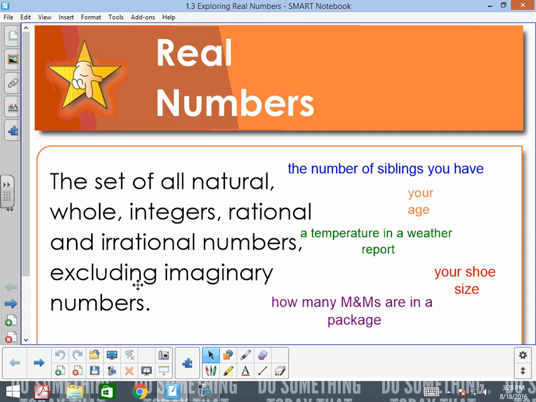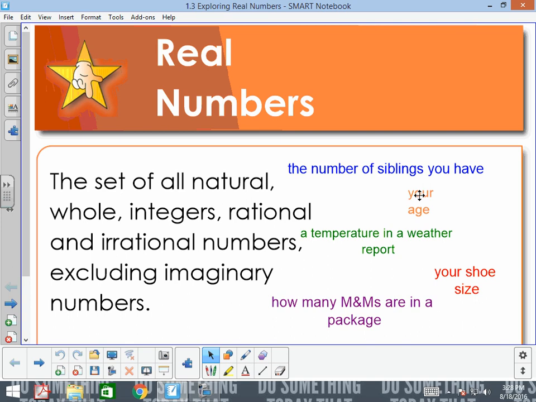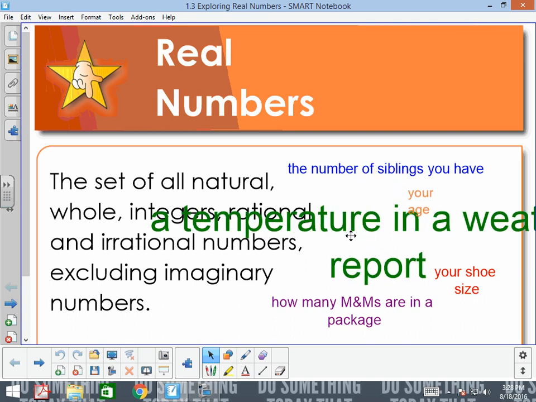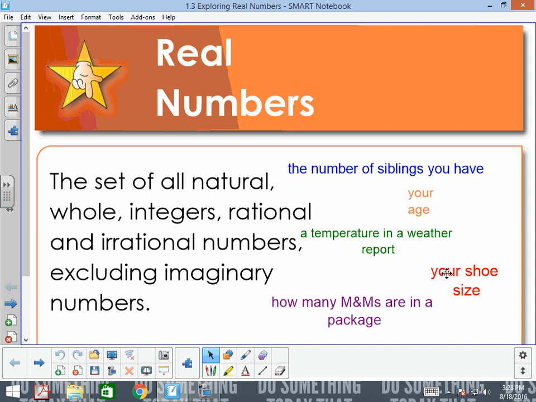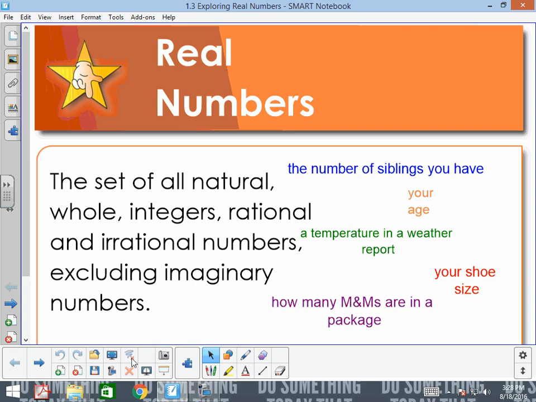And over here, these are just some examples of different types of real numbers. The number of siblings you have is a real number. Your age is a real number. A temperature in a weather report is a real number. Your shoe size is a real number. How many M&Ms are in a package? That's a real number. So let's look at all the different types of real numbers there are.